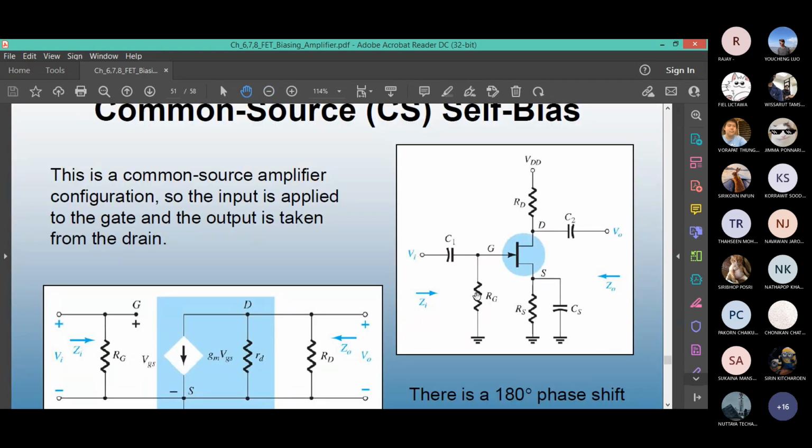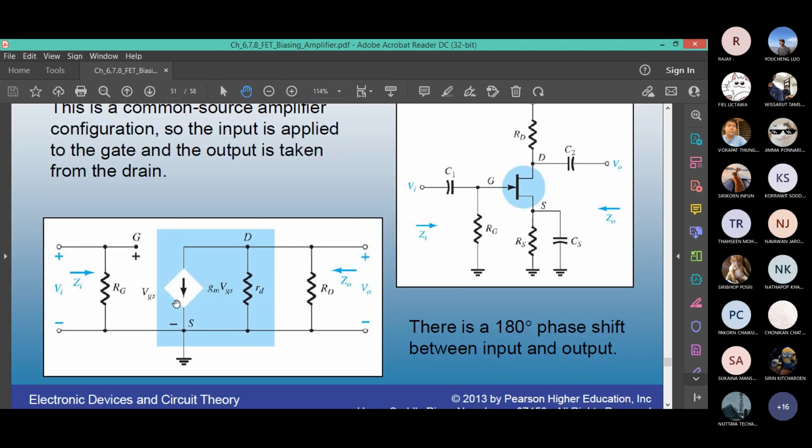For a self-bias, same thing. But if you remember the effect of shorting a capacitor, this bypass capacitor CS shorts out RS. Everything else is the same, they stay in the circuit. So self-bias and fixed bias have the same type of equation for input and output impedance.